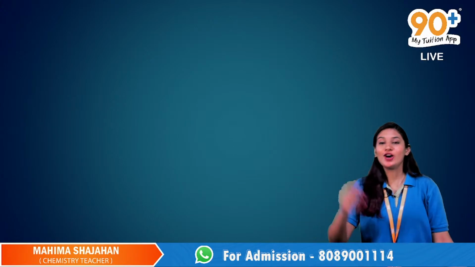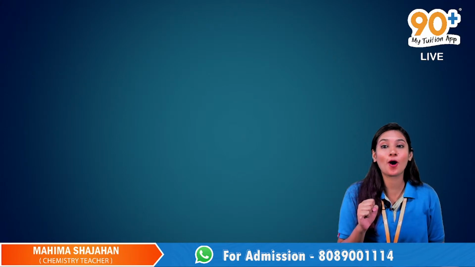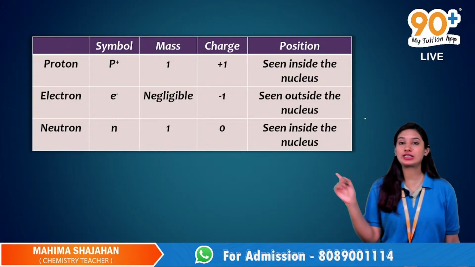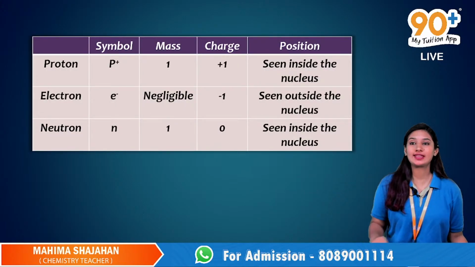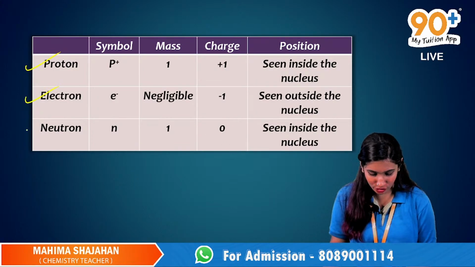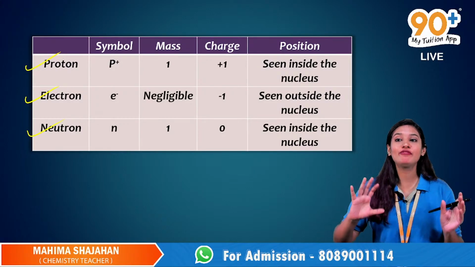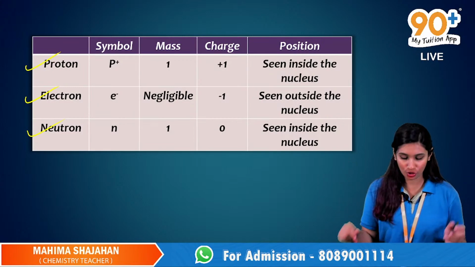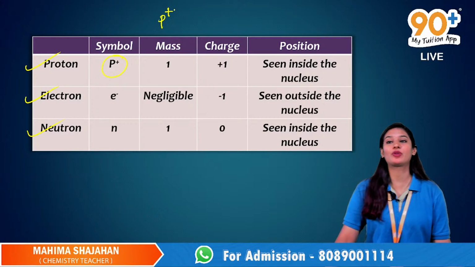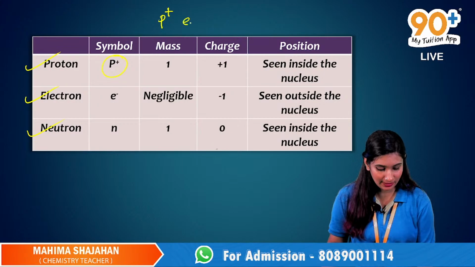Okay, don't worry. So the mass of the neutron is nearly equal to that of proton. Now I'll show you a table. This table is quite important. The three subatomic particles are proton, electron and neutron. First, you have to study the symbols. How will you represent proton? P plus. This is how you represent proton.